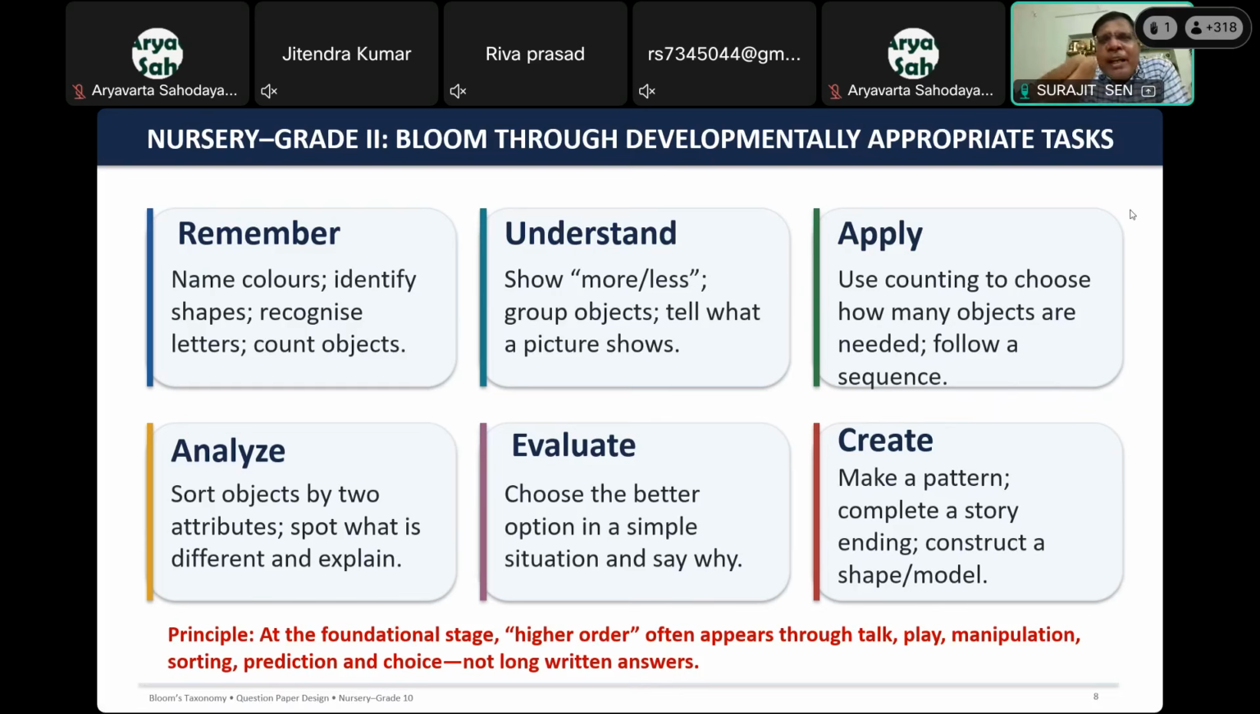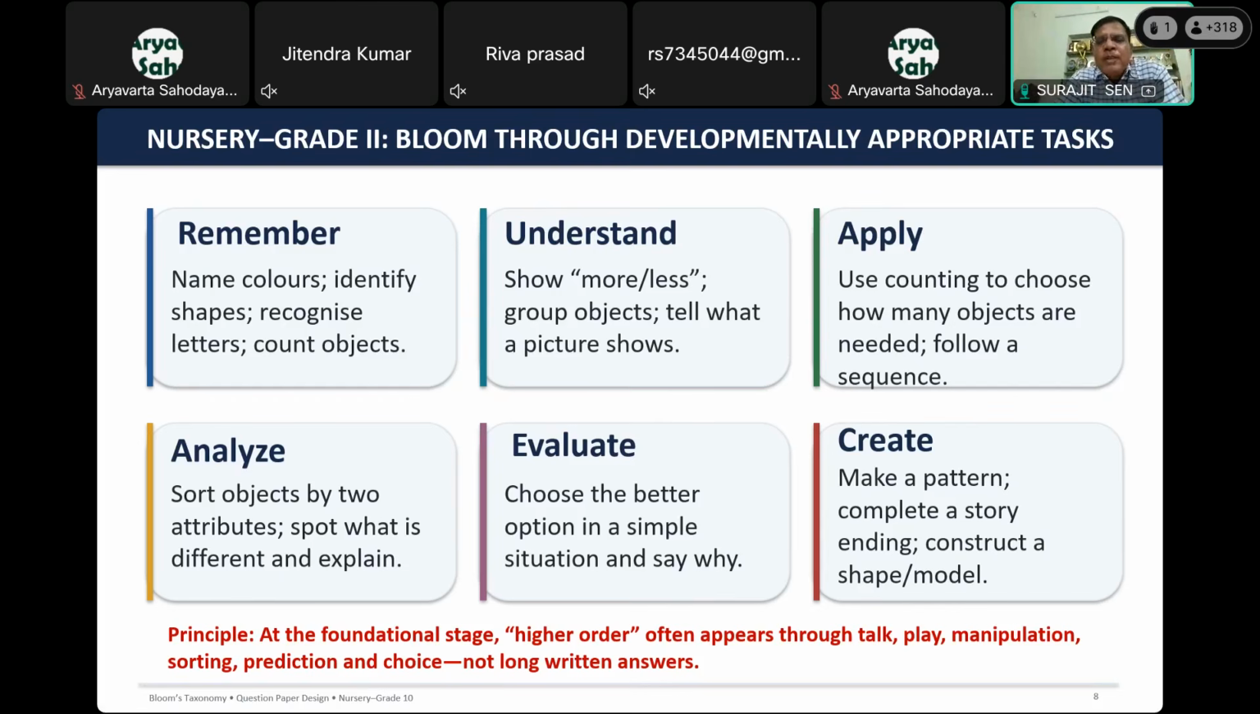If we want to make it a little more advanced level, then understand. So more or less, you make two boxes. In one box, you have 5 apples. In the other box, you have 3 apples. Which box has more apples? That is very simple for a nursery student because they will count it and they will say.